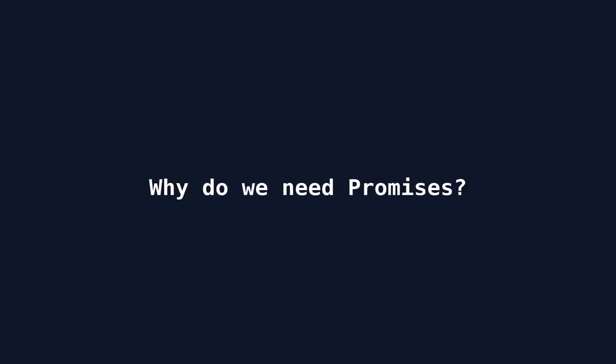Why do we need promises? JavaScript is a single-threaded language. It can only do one thing at a time. JavaScript does not wait for any asynchronous operation to complete. It just executes the next line of code. So, if you want to execute a function after the completion of an asynchronous operation, you need to use a callback function. But, callback functions are not the best way to handle asynchronous operations. They create a lot of problems like callback hell.